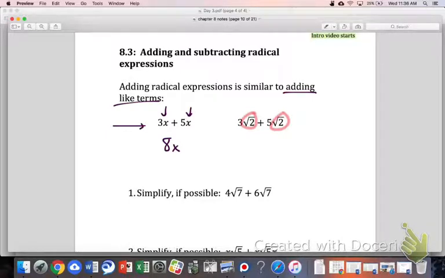If one of them was 3 root 2 and the other one was like 5 root 7, those would be unlike radicals, and so they would be unlike terms, therefore we couldn't add them. But because these two radicals are the same, we can add them.